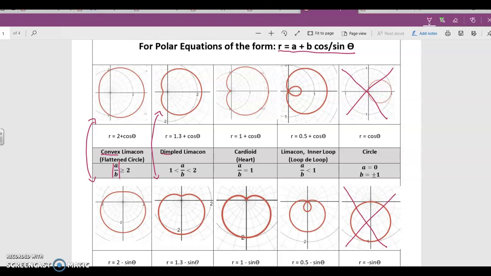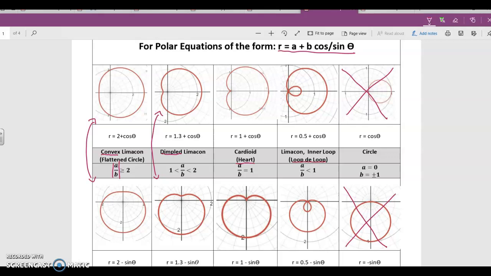Next one is the dimpled Limacon, so that just has this little dent right here. That's when your a over b ratio is between 1 and 2, but not equal to 1 and not equal to 2. Next up, we have our cardioid or our heart shape. This is when our a to b ratio is equal to 1. It's kind of like the dimpled, but just goes down a little bit further, makes a little bit of a heart shape.